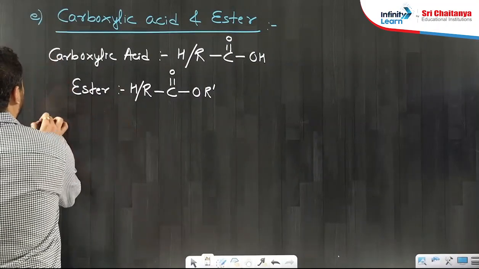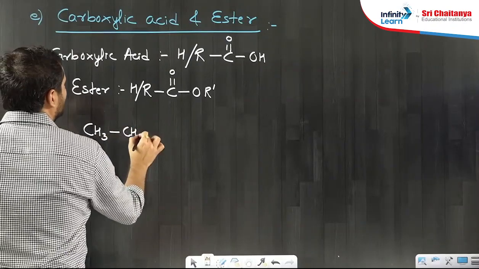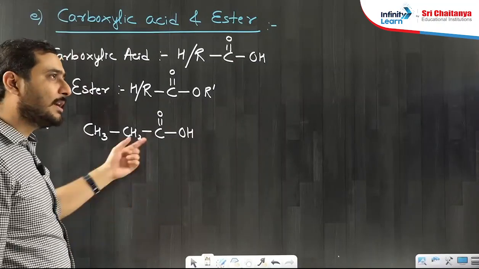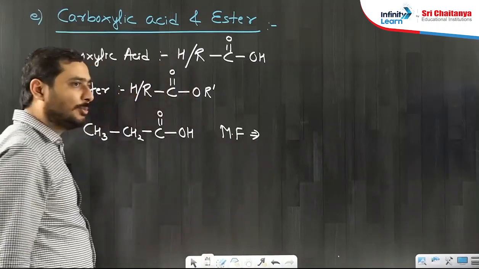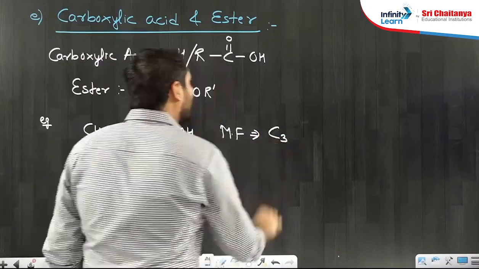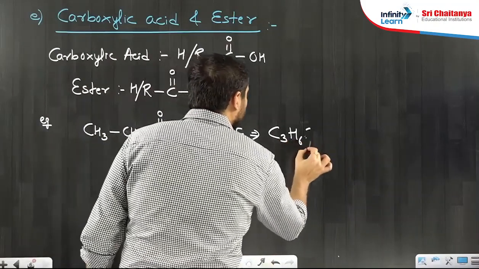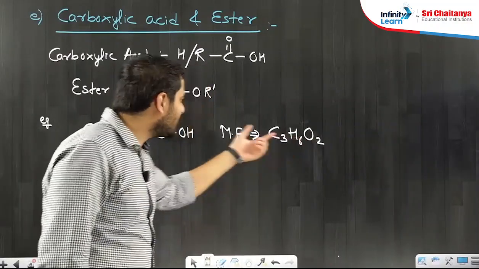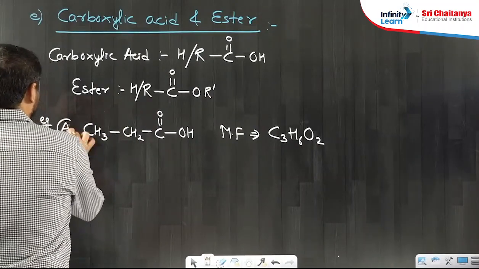So if we take an example, let me draw the first structure: CH3, CH2, C double bond OH. Now which functional group is it? Carboxylic acid. And if we write the molecular formula for this, what is it? How many carbon atoms? 1, 2, 3. 3 carbon atoms are present. How many hydrogen are present? 3 plus 2, 5. 5 plus 1, 6. And how many oxygen are present? 2 oxygen. So the molecular formula is C3H6O2 and we have drawn which structure? Carboxylic acid. Now this is compound A.